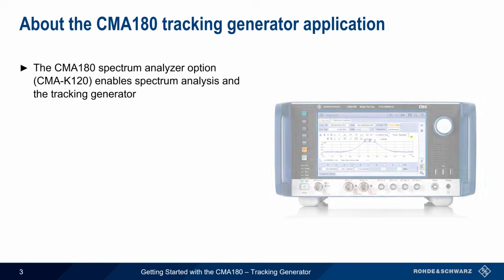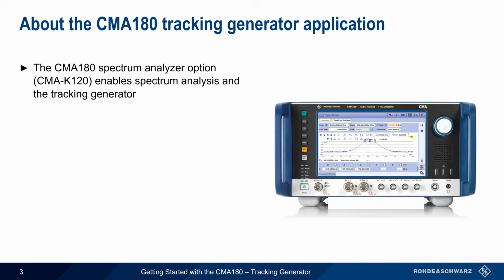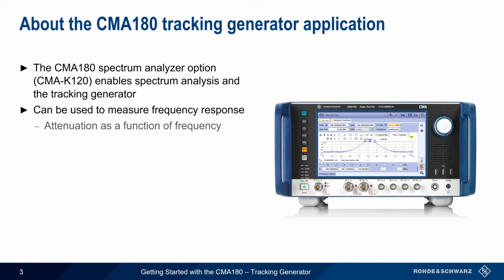The CMA180 Spectrum Analyzer option, K120, enables both Spectrum Analyzer as well as Tracking Generator functionality. The combination of a Spectrum Analyzer and a Tracking Generator can be used to measure frequency response, that is, attenuation as a function of frequency. Note that unlike measurements made using a vector network analyzer, tracking generator-enabled measurements are scalar only.